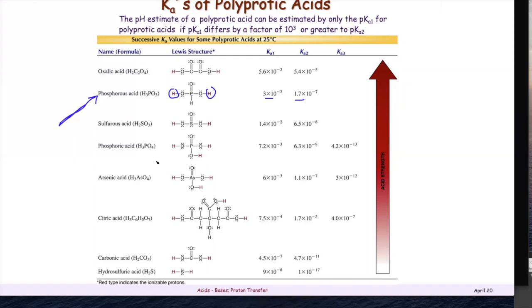Whereas phosphoric acid down here, this hydrogen's attached to that oxygen, this hydrogen's attached to this oxygen, this hydrogen's attached to this oxygen. It's got 3 ionizable hydrogens. That's why you see 3 Kas. So I just want you to be aware of that because in your activity, one of the first questions is going to ask you for the equilibrium constant for phosphorus acid. And you have to realize that it's only got 2, it doesn't have 3. So don't be searching for a third one.